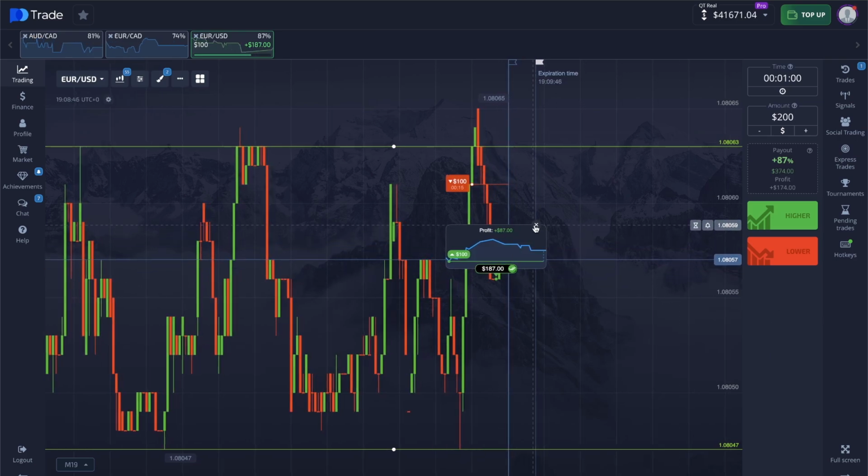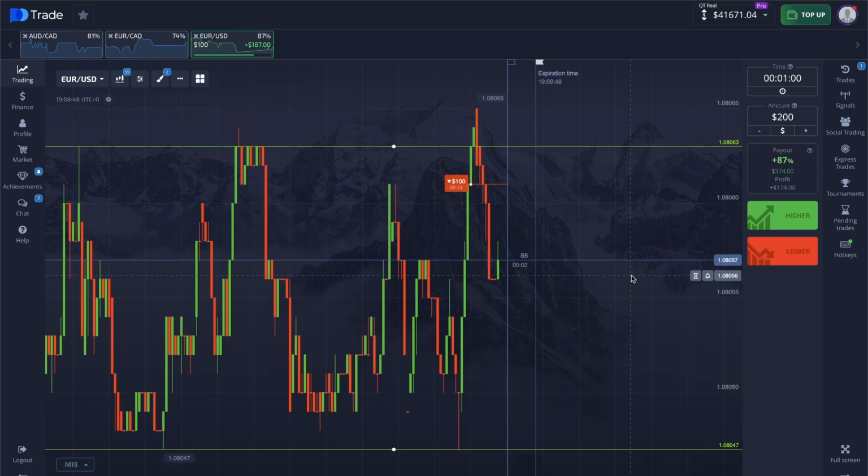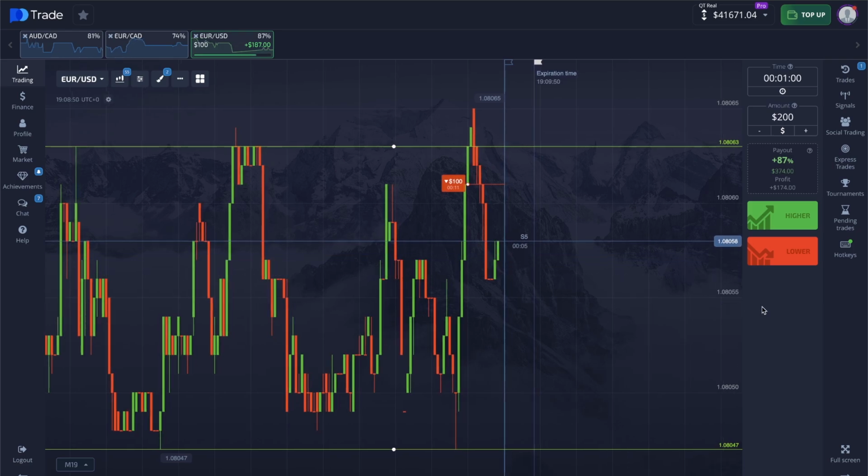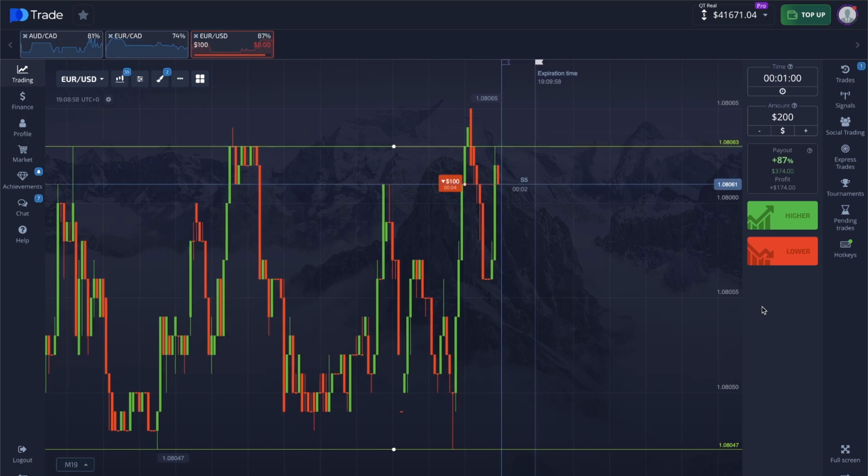The euro-dollar first position is closing in the positive, it's obvious here, everything is confident. And the second position is now on the verge of closing in the negative because the price is approaching the upper boundary and seems to want to break through it.